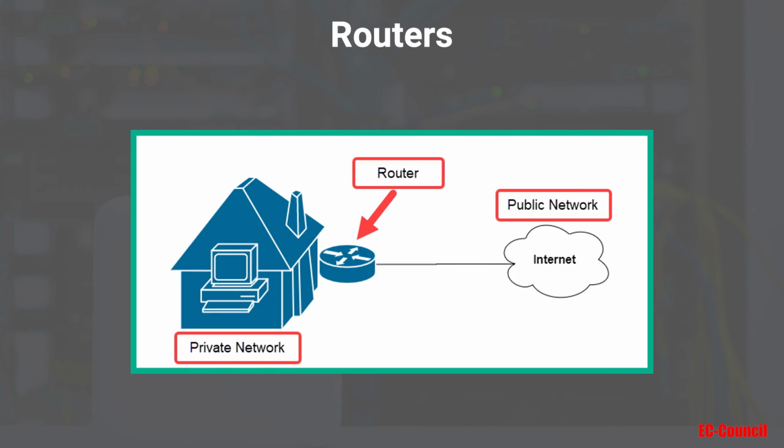Let's take a look at this diagram. On one side of the router, there's a private network, which is most likely your home network or your organization network. On the other side, there's the public network, which is the internet. The protocols that are used on the internet are different from those that are used in your private network. The type of technologies would vary as well.